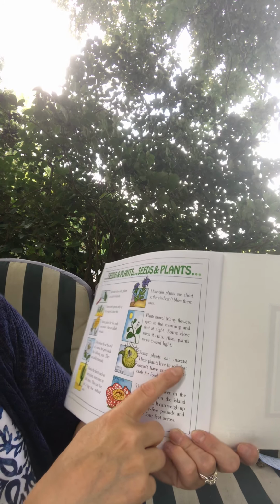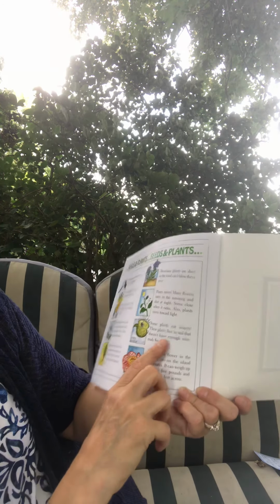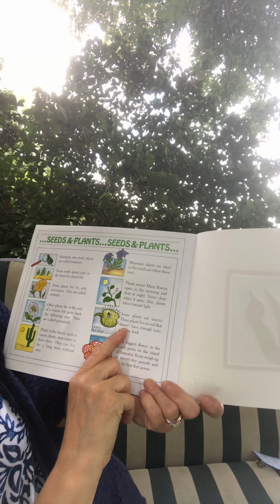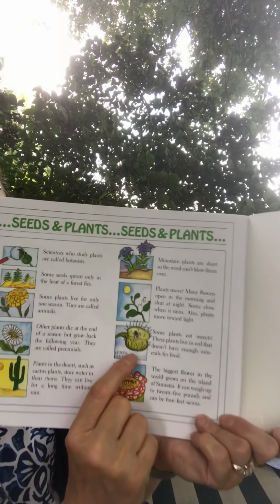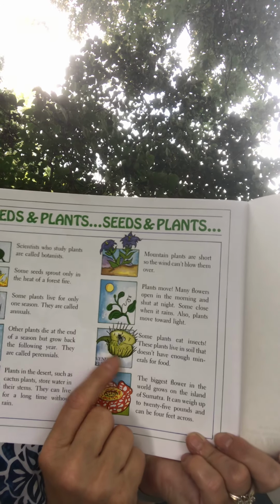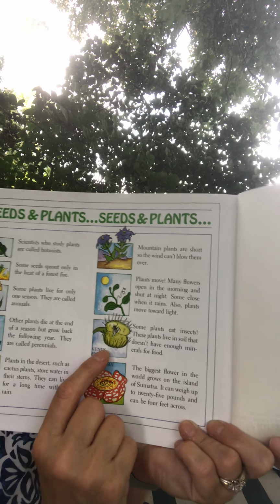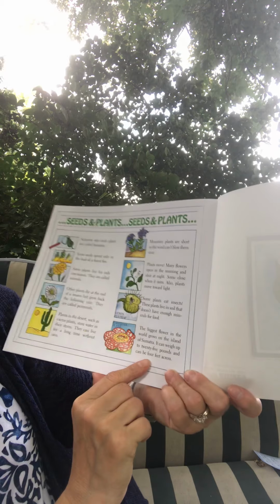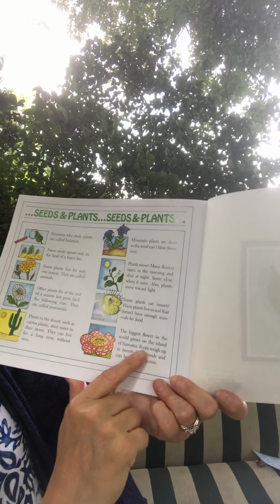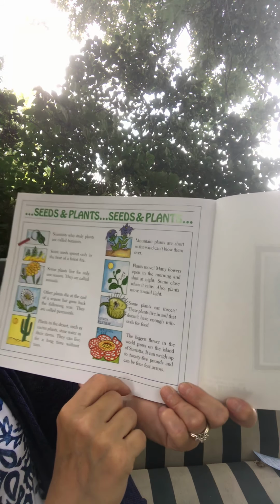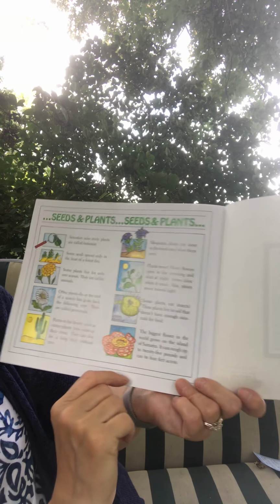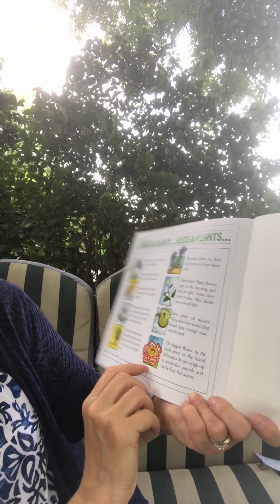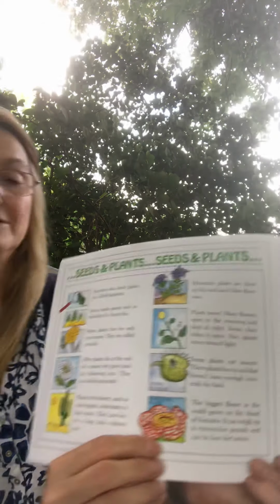Some plants eat insects. These plants live in the soil that doesn't have enough minerals for food, so they eat the insects for food. This is called a Venus flytrap. The biggest flower in the world grows on the island of Sumatra. It can weigh up to 25 pounds and can be 4 feet across. Look at that flower.